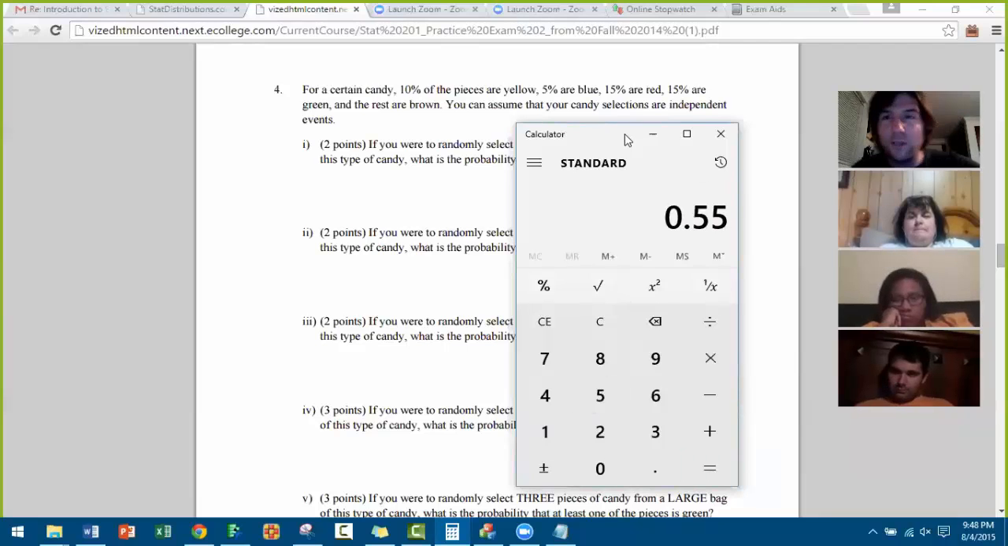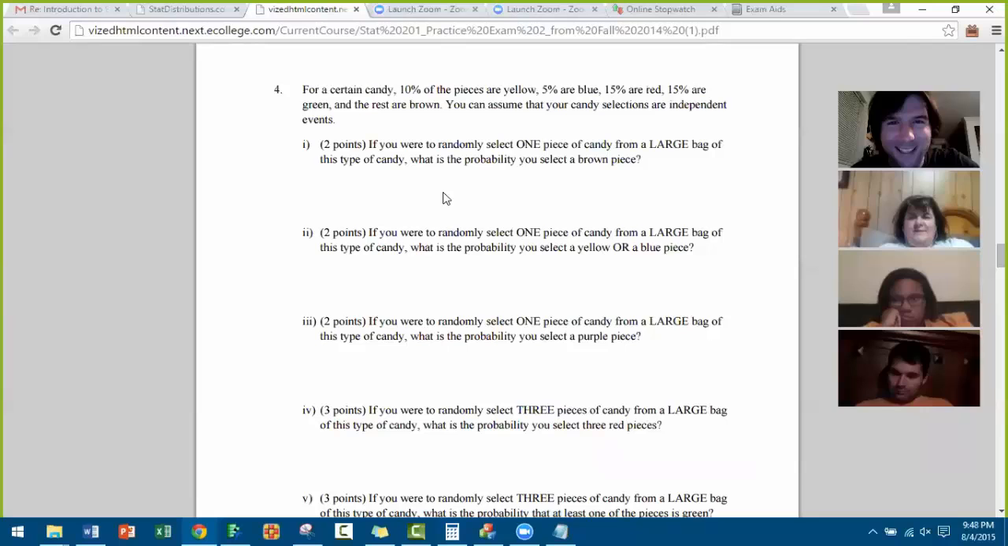Everything but getting those 55. This looks like a crummy bag of candy. So the brown, it's like, oh, brown candies. It's like, why can't it be colorful? If you were to randomly select one piece of candy from a large bag of this candy, what is the probability you select a yellow or blue piece?